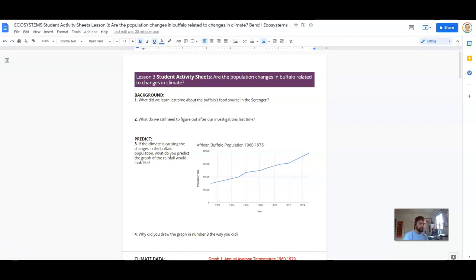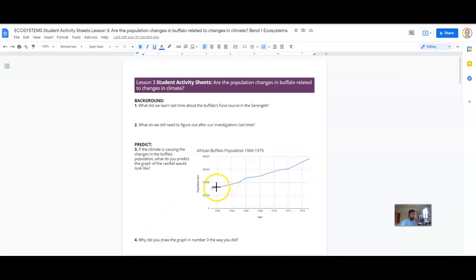Okay. So if you think that the increase in rain is causing the population to go up, you might draw a line like this. If you think maybe the rain is decreasing a lot, and that's causing the population to grow for the buffaloes, maybe like that. And then why did you draw the graph the way you did? So just explain whether you think the rain precipitation is going up or down. Don't overthink it. This is just a prediction, okay? So whether you think the climate systems are causing that.